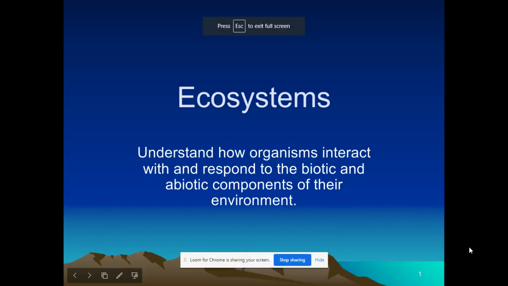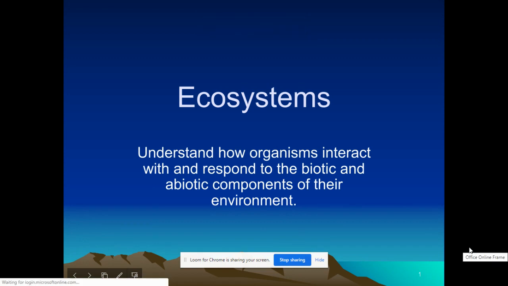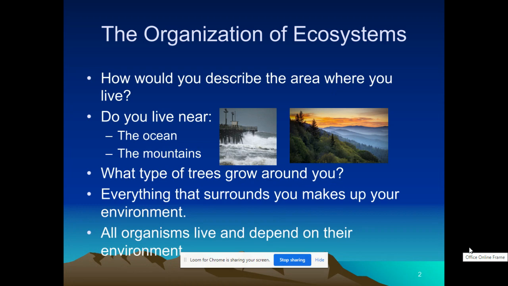Ecosystem: understand how organisms interact with and respond to the biotic and abiotic components of their environment. How would you describe the area where you live? We live in North Carolina, so we have oceans and mountains. Types of trees that grow: we have a lot of pine trees, and a lot of deciduous and evergreen trees. You all know deciduous means that it loses its leaves in the fall.